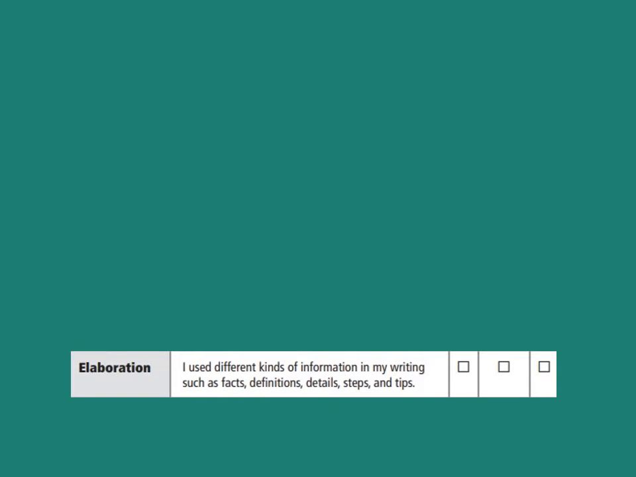And did you elaborate? I used different kinds of information in my writing, such as facts, definitions, details, steps, tips. Some of you are writing like your own version of a tiger term or something like that. You can add all of those things in there, especially in the picture box on the pretty page.